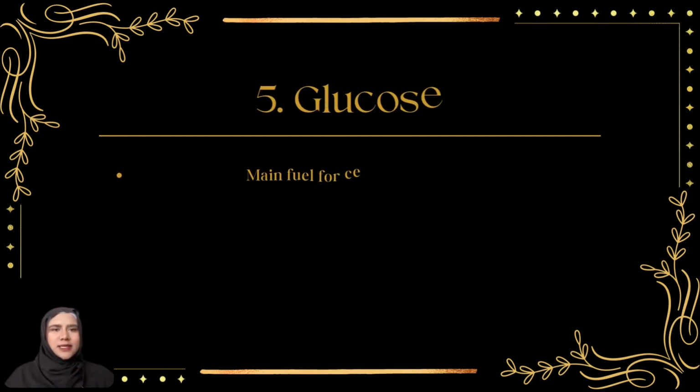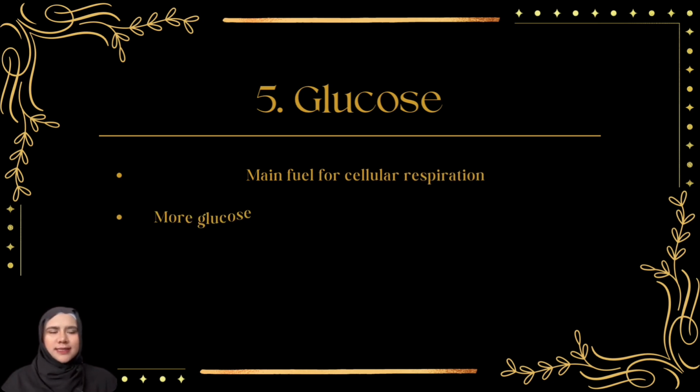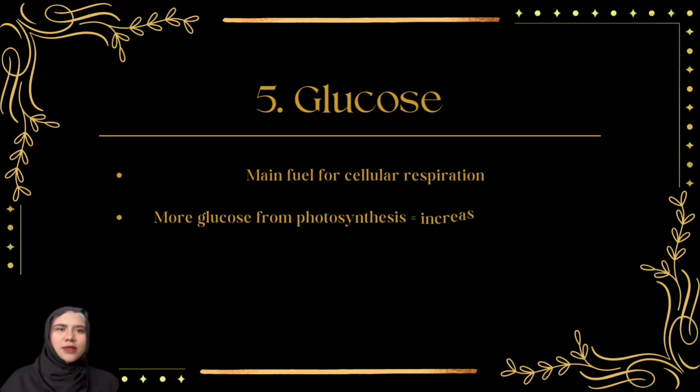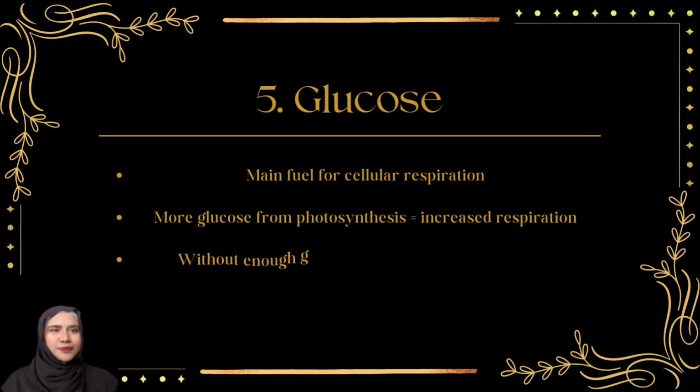So next is glucose. Since glucose is the main fuel for cellular respiration in the plant, greater respiration results from increased glucose produced by photosynthesis. Energy production slows down when there is insufficient glucose, while glucose level increases when oxygen is present.